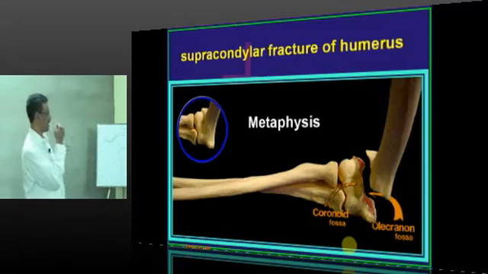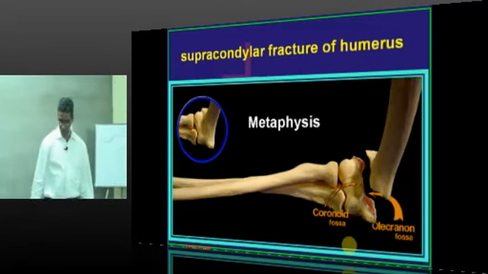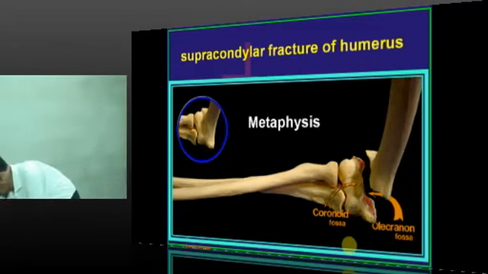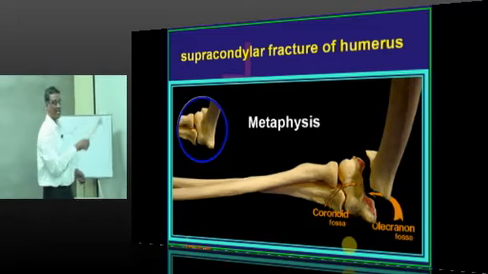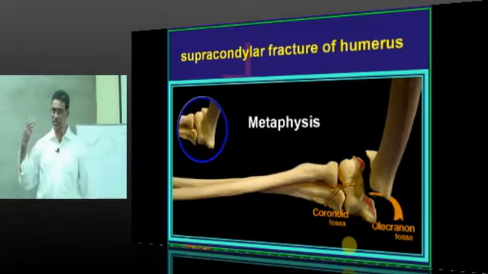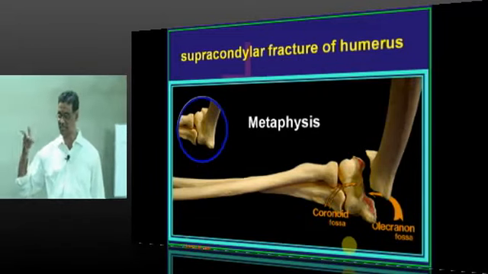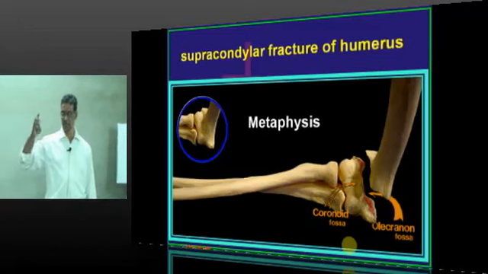Now, supracondylar fracture. It is a fracture in the metaphyseal zone. That is the one which most of the people will be doing. Supracondylar fracture of the humerus, I am repeating. If you say simply supracondylar fracture, it may be humerus or femur. Supracondylar fracture of the humerus is mostly in children.